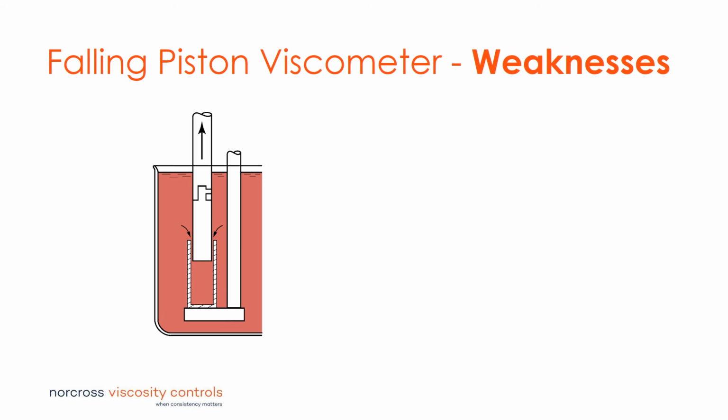Its weaknesses include moving parts. Although robust, there are still moving parts, and as a result, there are wear items. While not difficult to monitor or to replace, this type of viscometer works best in those environments where preventative or predictive maintenance is a part of the culture.